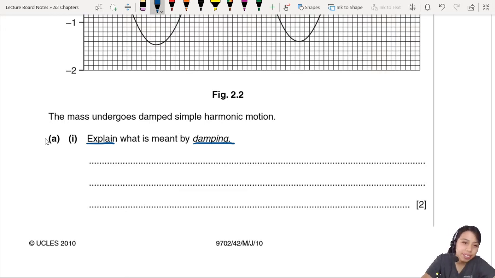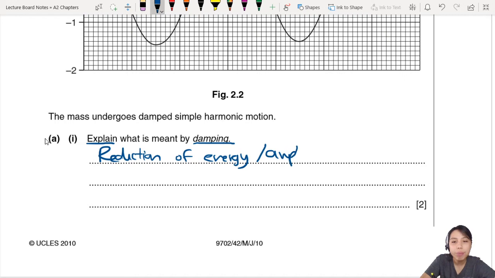So the best answer you can say is, well, what's damping? Damping is the reduction of or loss of energy due to frictional force and things like that. But anyway, the reduction of energy, or you can say amplitude also. Amplitude gets smaller and smaller. Then why does this reduction occur? That's the explain part. You must include that. Due to resistive forces or frictional forces. Resistive forces is the better term, in the system. So resistive forces in the system.